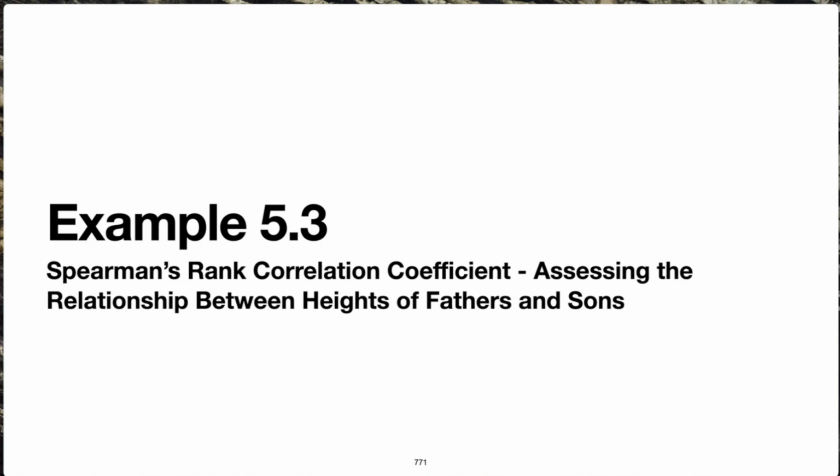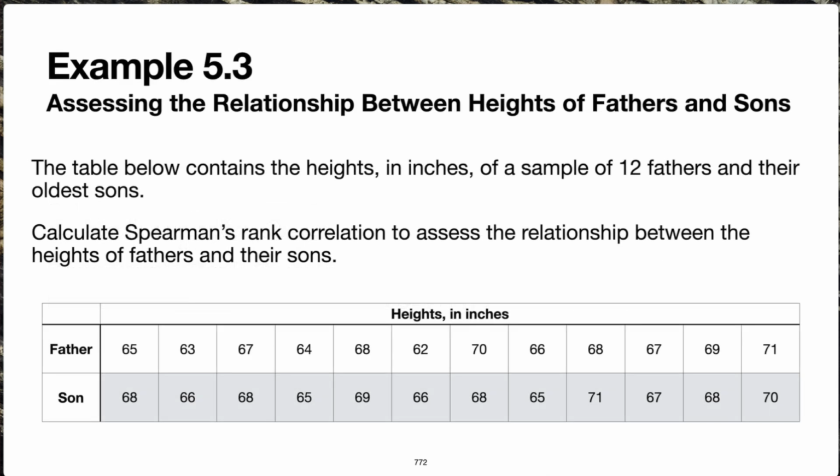All right, the last example we'll look at in this video, example 5.3, we're going to be using Spearman's rank correlation to assess the relationship between the heights of fathers and sons. All right, and so the table below contains the heights in inches of a sample of 12 fathers and their oldest sons. And so we are going to calculate Spearman's rank correlation to assess the relationship between the heights of fathers and sons.